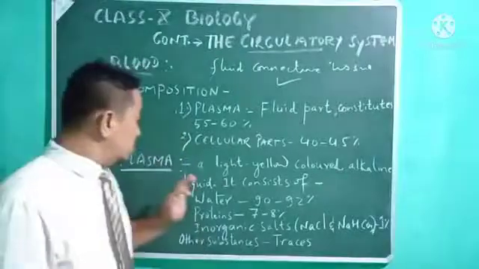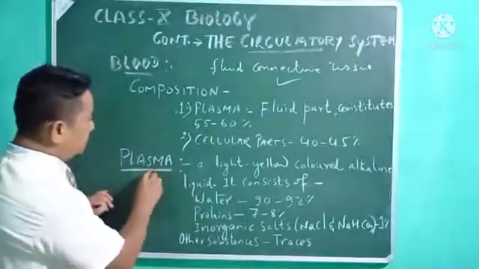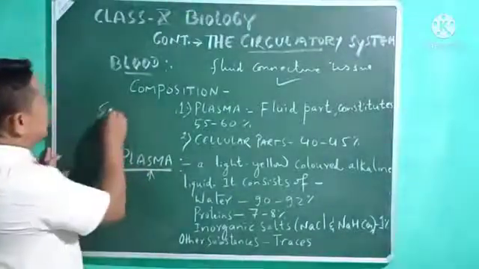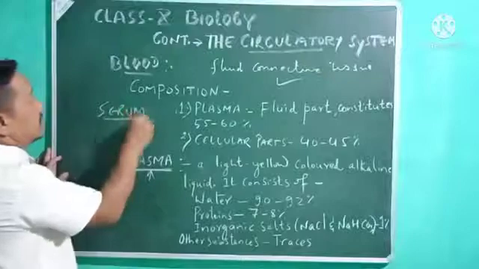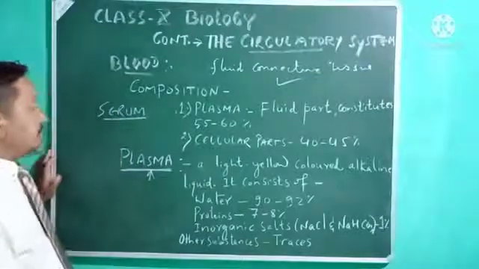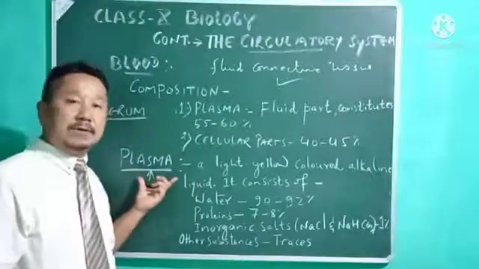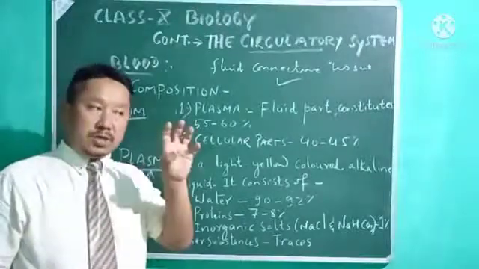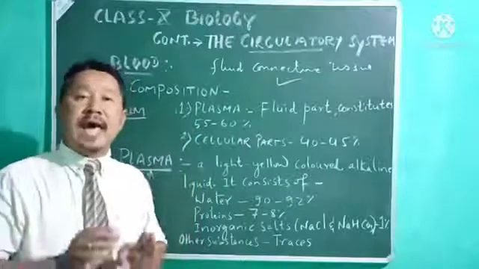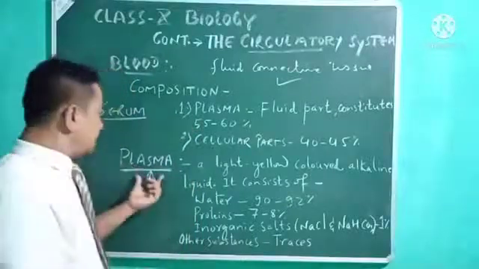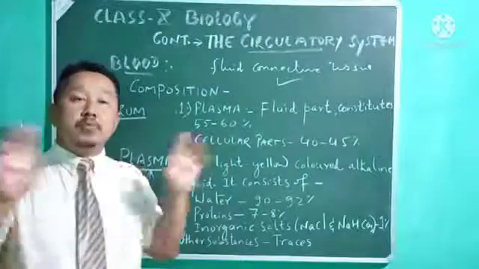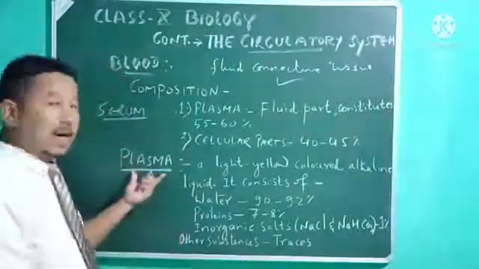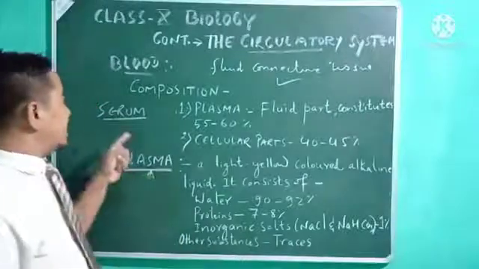Once we come to this word called plasma, there is another related word, that is serum. Serum is given there in the book. What is serum? Serum means the plasma itself from which the protein called fibrinogen has been removed. That means your plasma itself where no fibrinogen is there. When fibrinogen has been removed from the plasma, that particular condition of the plasma is called serum.